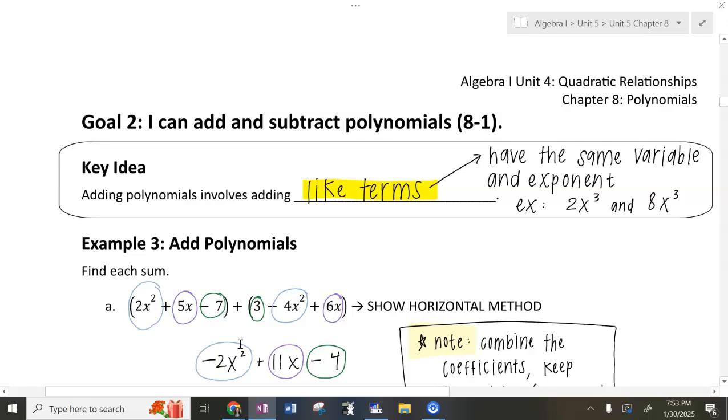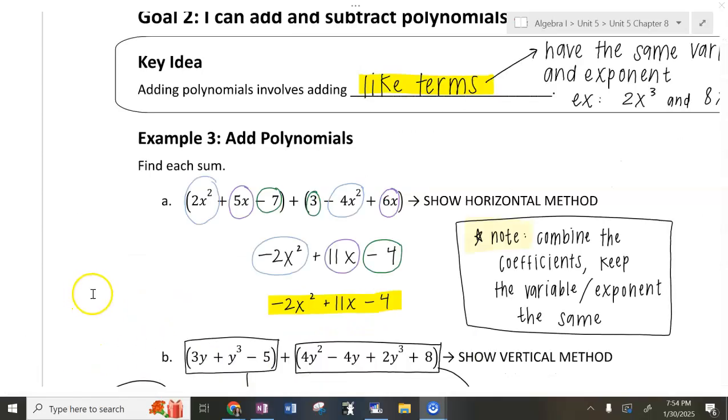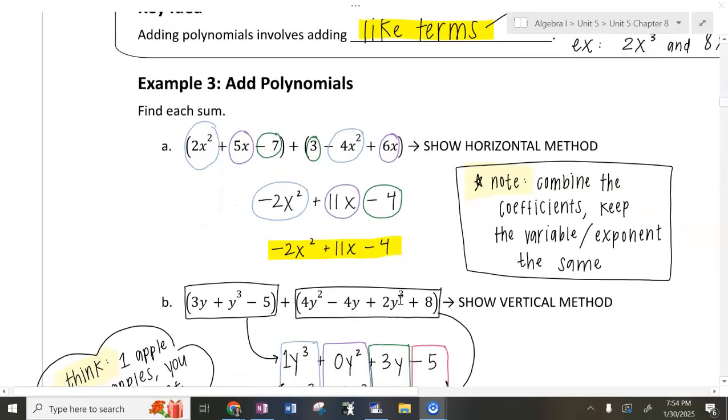Then you're going to look at the next power down. I usually just like to work from the highest power down to the lowest power to keep my work organized. Then I look at 5x plus 6x, that makes 11x. And last but not least, negative 7 plus 3 makes negative 4. You don't have to, but I do like to put my answers in standard form from highest power to lowest power, just not only for practice, but also some questions will say you have to put your answer in standard form. Now let's look at another example.